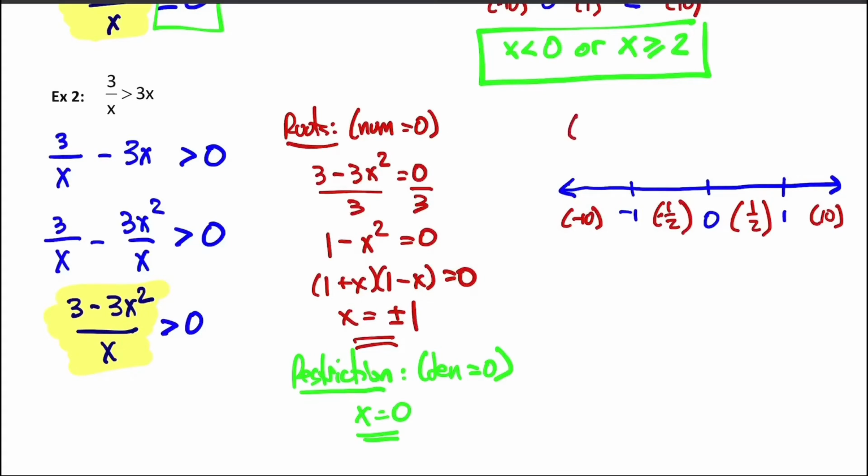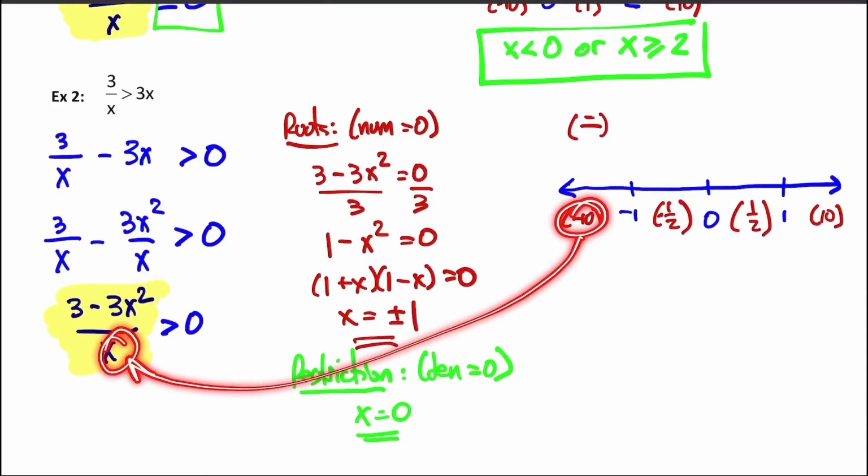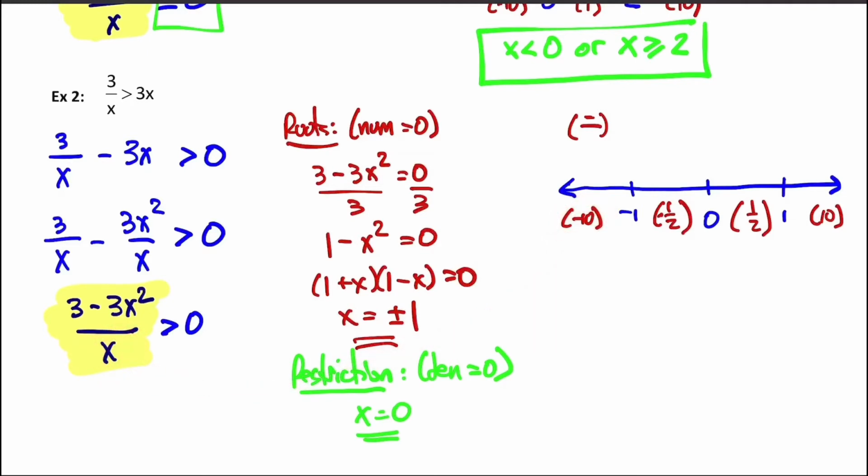All right, so here's my fraction. If I plug a negative 10 in here, you're going to square it. So that's going to become positive 100. 3 minus 300 is negative. So the top of my fraction is going to be negative. If you plug a negative 10 in here, the bottom of your fraction is negative. Well, if I have a fraction where the top is negative and the bottom is negative, overall that's going to give me a positive.